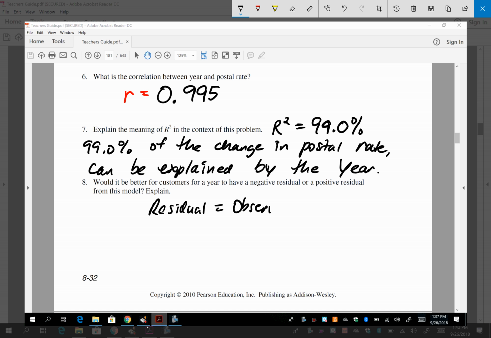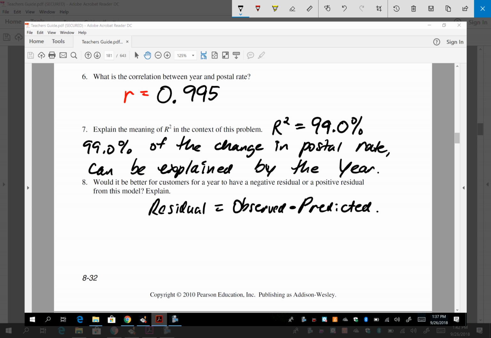I'm going to change it again. Probably not yet. Observed minus, I'll go with yours, predicted. That's fine. It's the same. Technically, I guess I wrote predicted first, so I'm going to go back to the original. But expected is fine. The idea is your predicted or expected is your model, and your observed is what they tell you it is. Okay? And so for every single one of these years, there is an actual postage rate, and there is a predicted postage rate based on our model. All right? The difference between them is the residual.